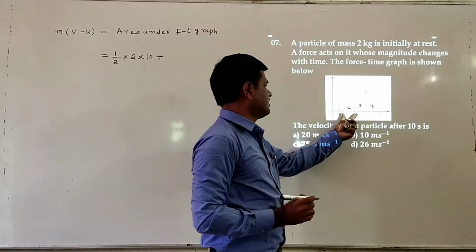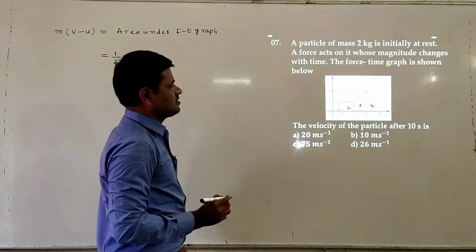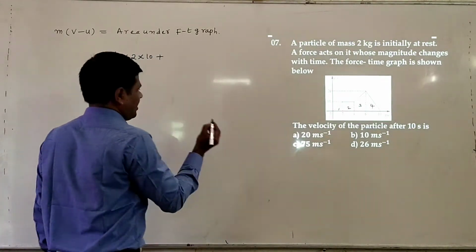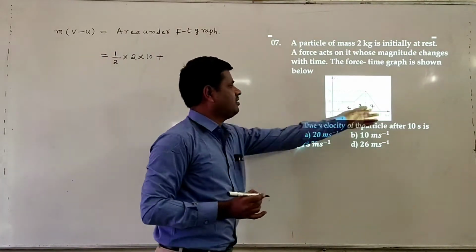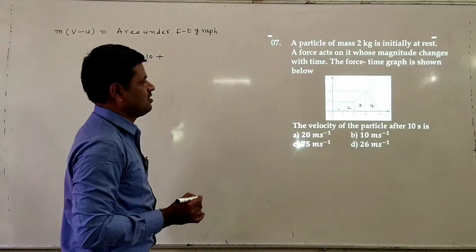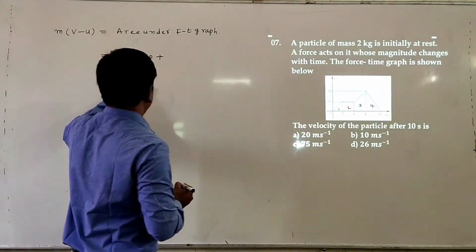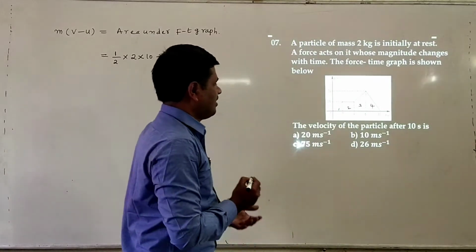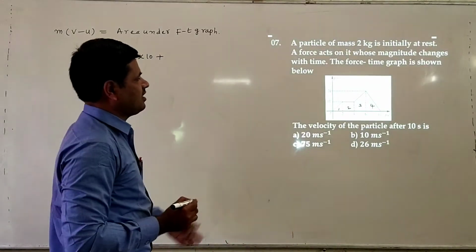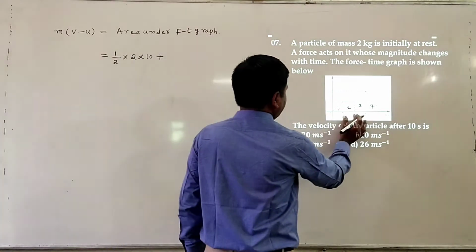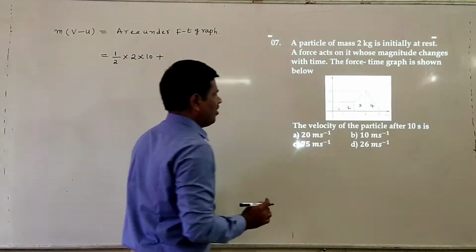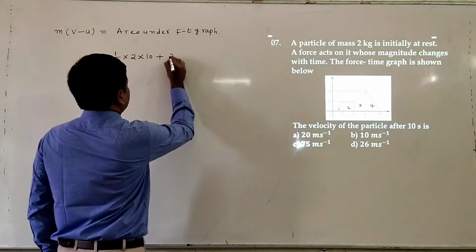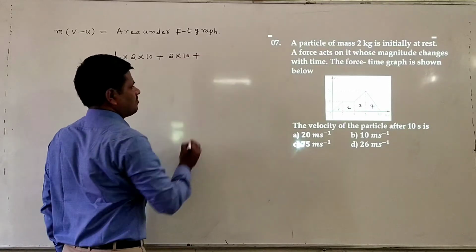Next, this is a rectangle. Rectangle means length into breadth. We can add all the areas from the 4 regions, 1, 2, 3, 4. The first region is completed. Next, the second region is a rectangle. Rectangle means length into breadth. Length we can take as 2, breadth is 10. So this is 2 into 10, plus.